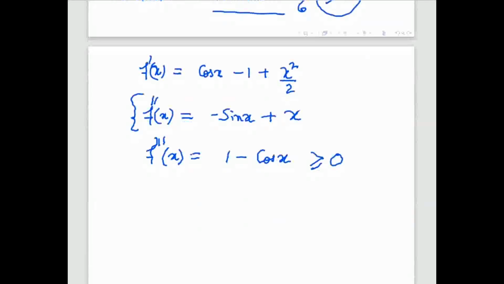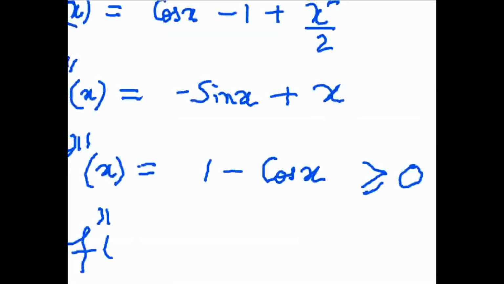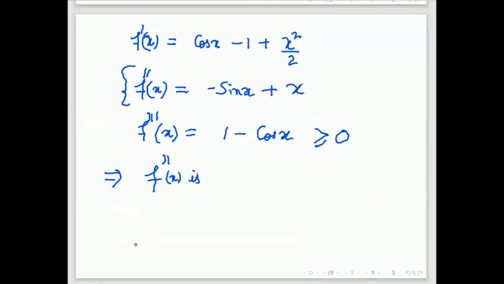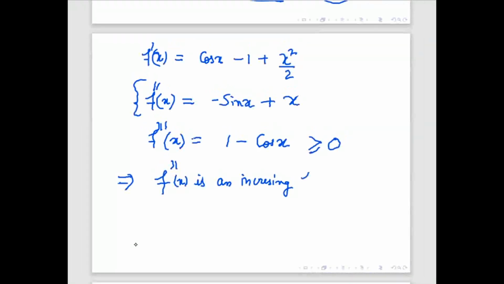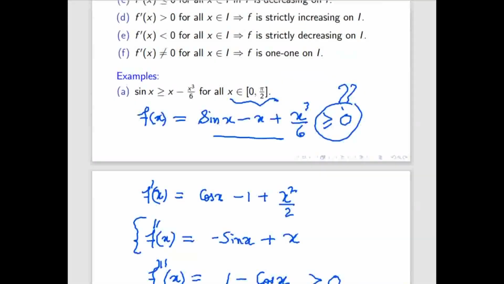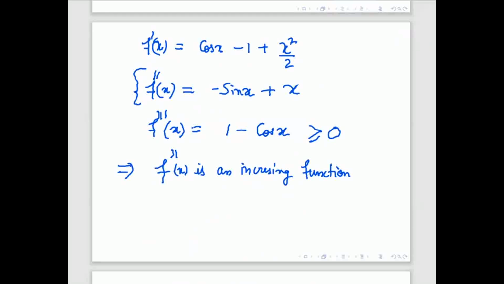So this implies that f double dash x is an increasing function. Sir, if f triple dash is less than 0, will f double dash be less than 0? If f triple dash is less than 0, then we'll say that f double dash is a decreasing function. So it is increasing here in this case. And the domain is given as 0 to pi by 2. In this domain, this function f double dash is increasing.